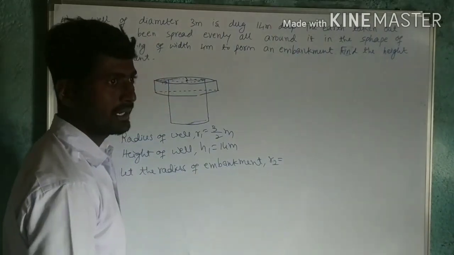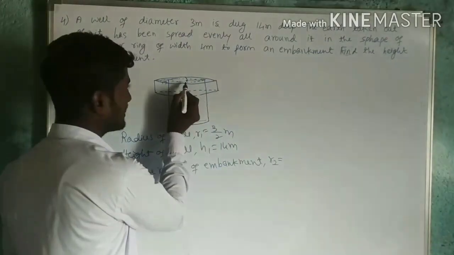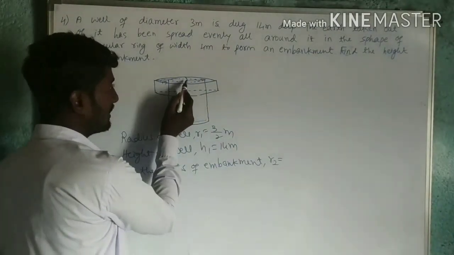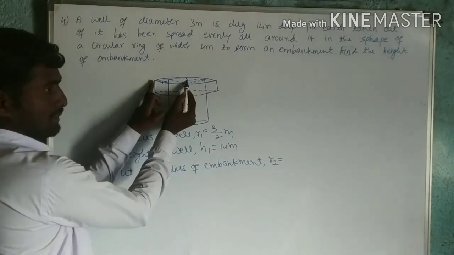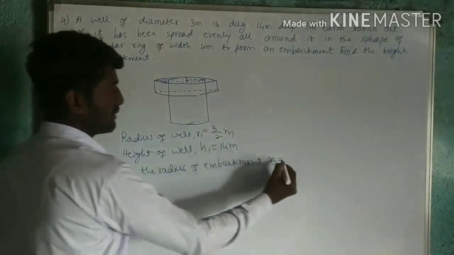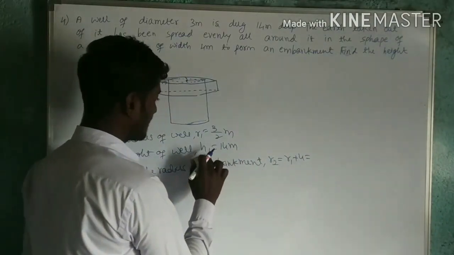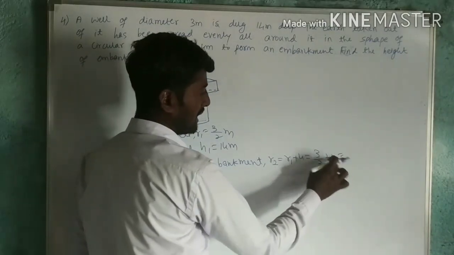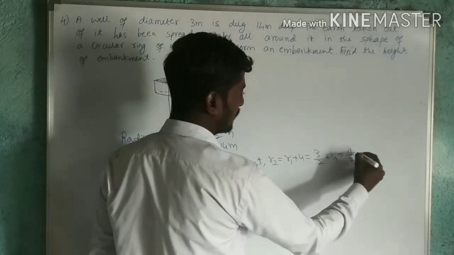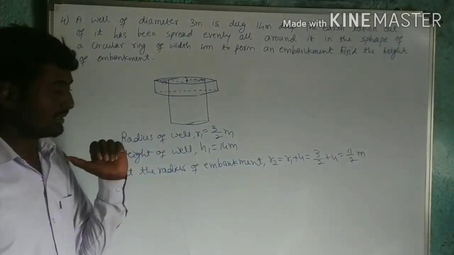This R2 can be written as follows. From here to here is R1, then after that the width is there. R2 is nothing but from here to here, small R2. So that is R1 plus 4. R1 value is already 3 divided by 2, plus 4. So 8 plus 3, 11 divided by 2 meter. This is what R2 I can take.